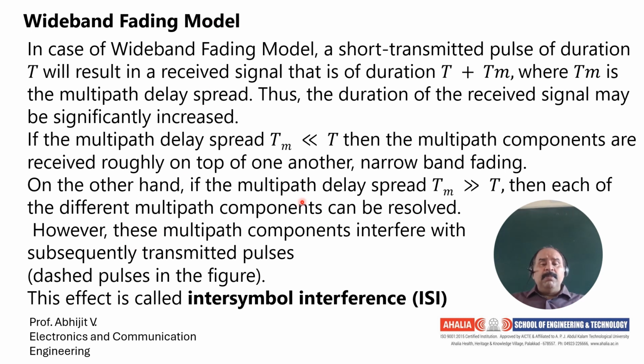If the multipath delay spread Tm is greater than T, then each of the different multipath components can be resolved. However, these multipath components interfere with each other and subsequently with the transmitted pulse. This effect is called intersymbol interference. So what happens here? You have a pulse of duration T transmitted from the transmitter to the receiver. When this pulse is received, due to the multipath components, we have a delay spread represented by Tm. So there is an increase in pulse width. This would naturally cause intersymbol interference because it interferes with the previous symbol or the next symbol.